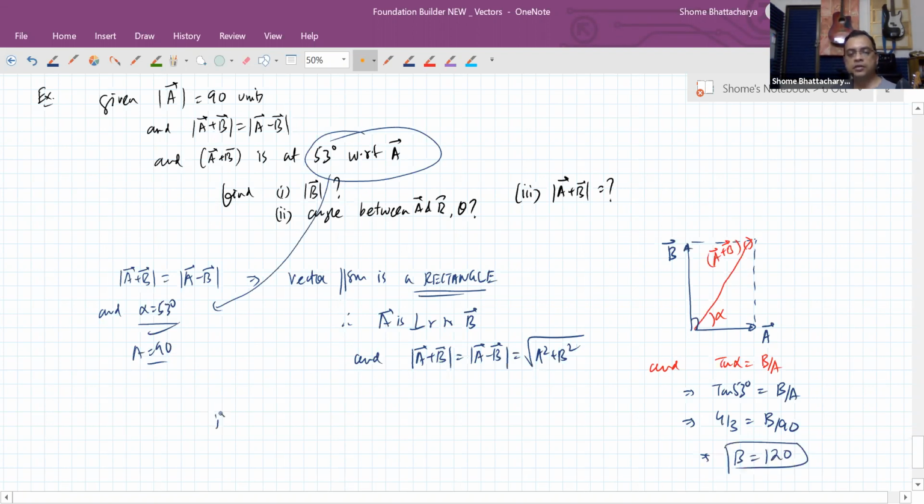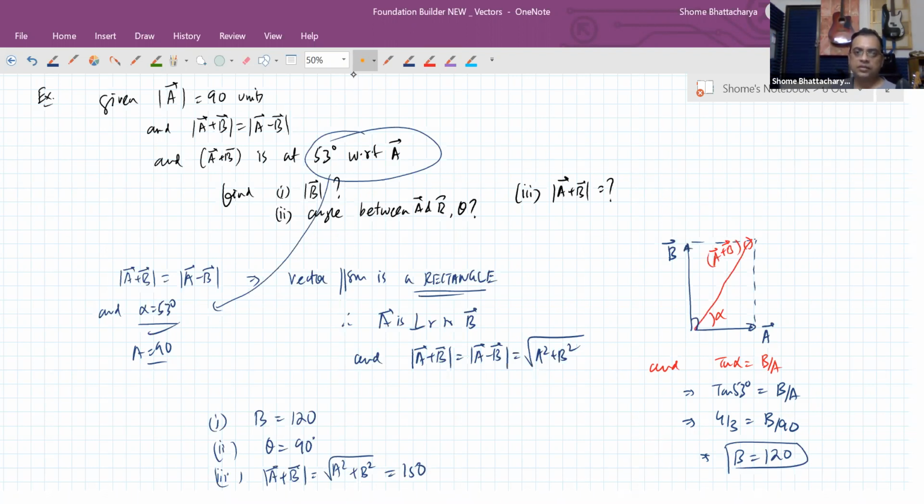So the first part, magnitude of b is 120. Second, the angle between a and b is 90 degrees. And third, the magnitude of a plus b is root of a square plus b square. That will become 150, because they are 90 and 120. So please note this down. I was expecting that you should be able to do this question and send me the answers, but anyway, write this down quickly.